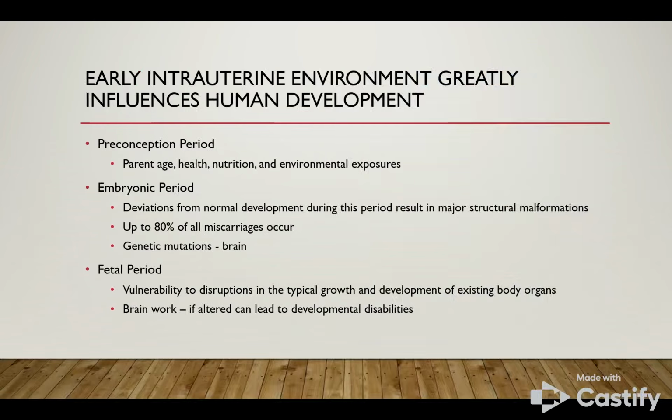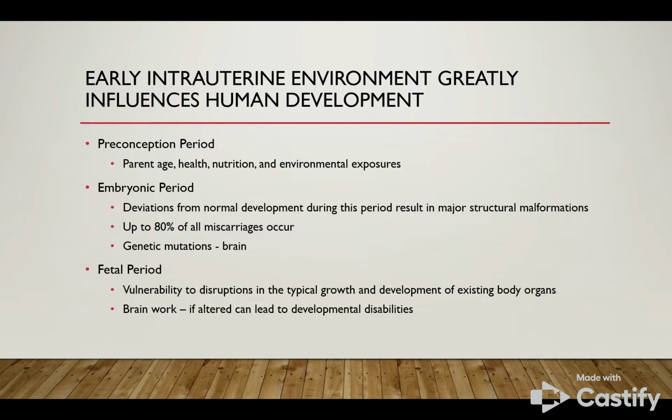So the environment of the baby inside of a mother greatly influences their human development. This starts even before a mother is pregnant. This is called the preconception period. Things that are impactful are parents' age, both sets of parents, their health, their nutrition, and their environmental exposures.